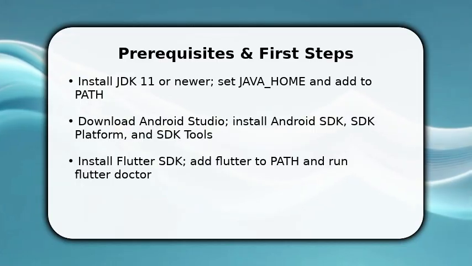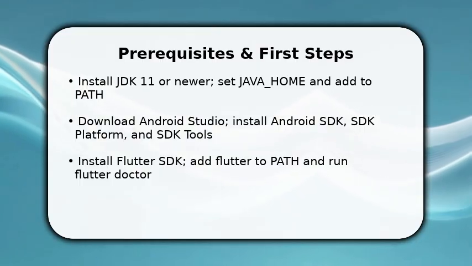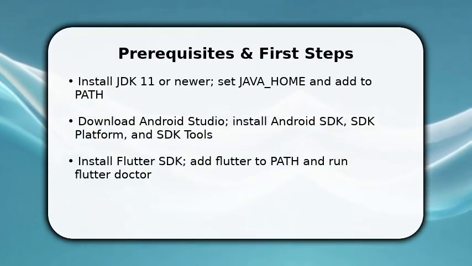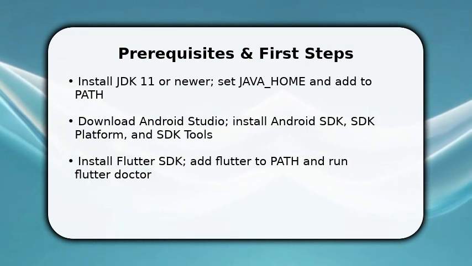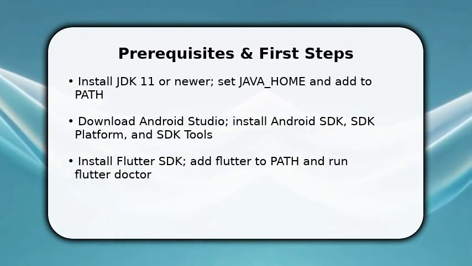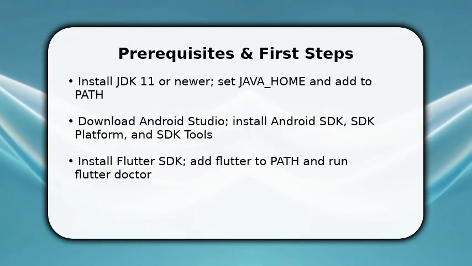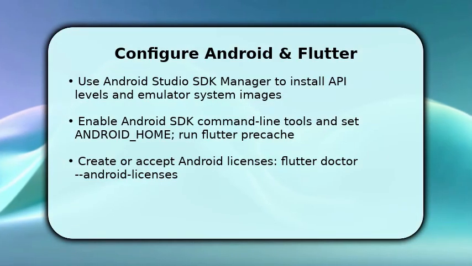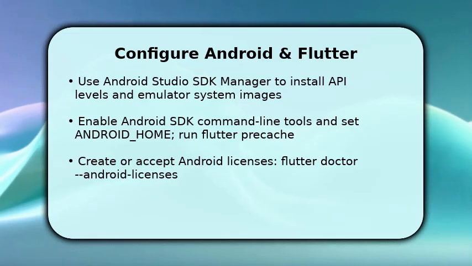Next, extract Flutter, add the Flutter binary to your path, and open a terminal to run Flutter Doctor. It reports missing components, so you know exactly what to fix before moving to detailed configuration. You now configure the middle steps: SDK paths, licenses, and the emulator.